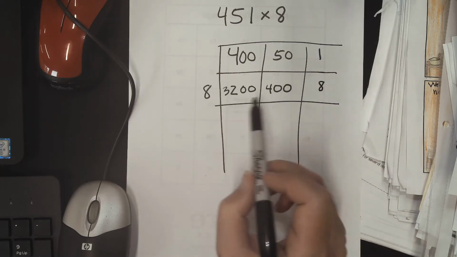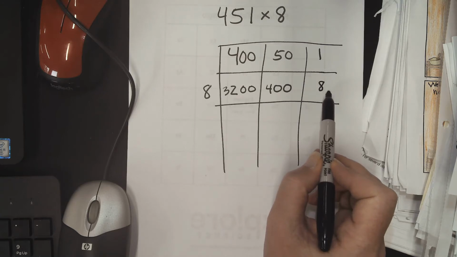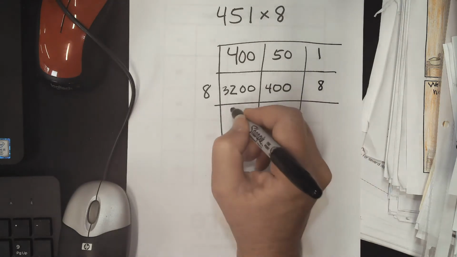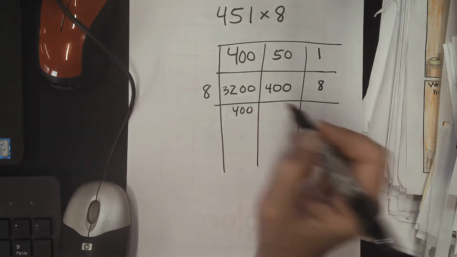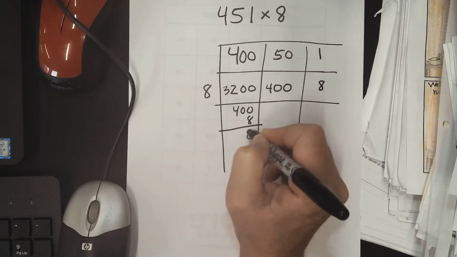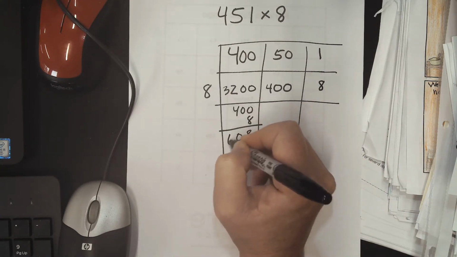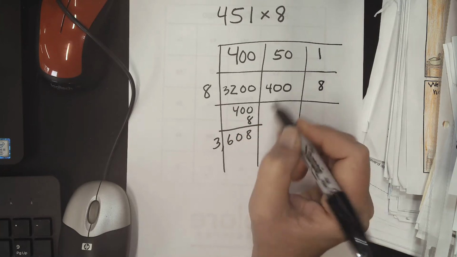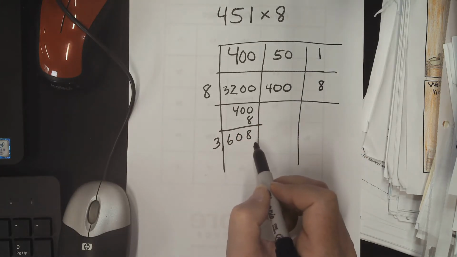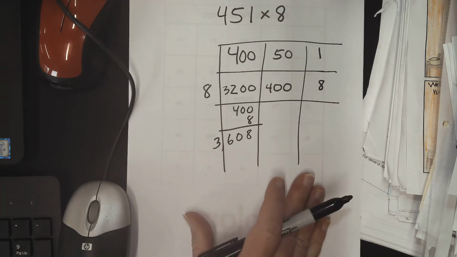Okay, so now I'm going to add these three numbers together. So I have 3,200 plus 400 plus 8. $3,608. Okay, that's one way to do it.